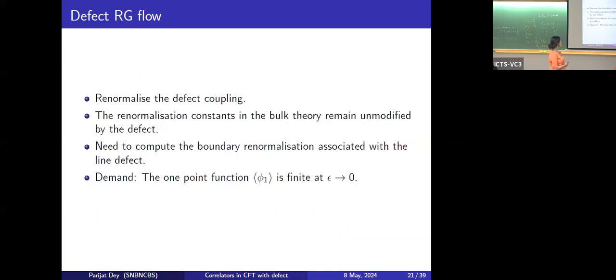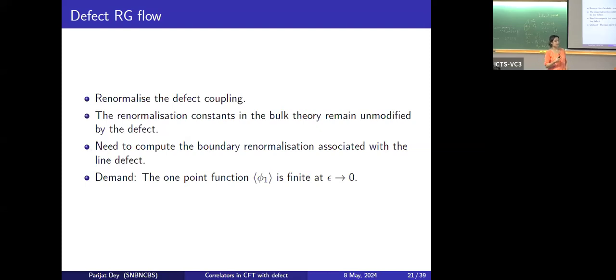The statement that the renormalization constants in the bulk theory remain unmodified also has to do with the codimension of the defect. If it's codimension 1, like a boundary, then I think it may change. Even there, it doesn't really change the phase. If you make a deformation on the boundary of a CFT, you can switch on various kinds of interactions on the boundary, but the bulk CFT remains unchanged, right? That statement I think is true even for codimension 1.